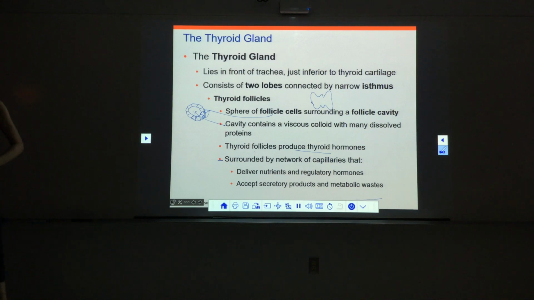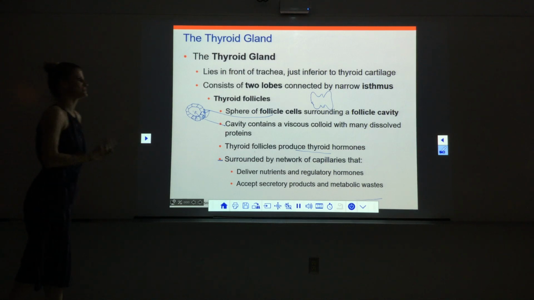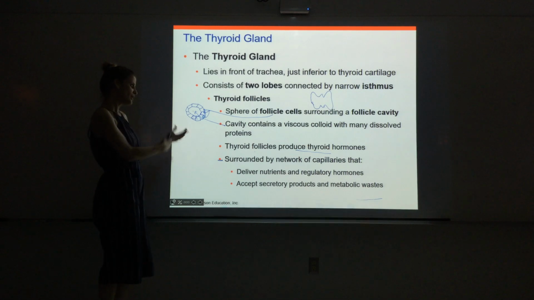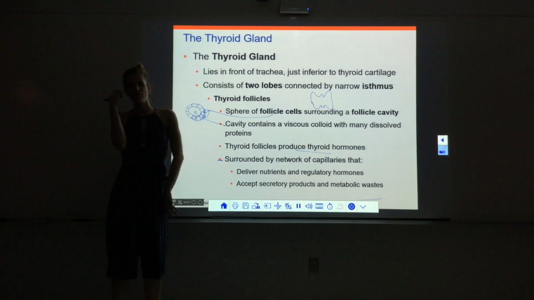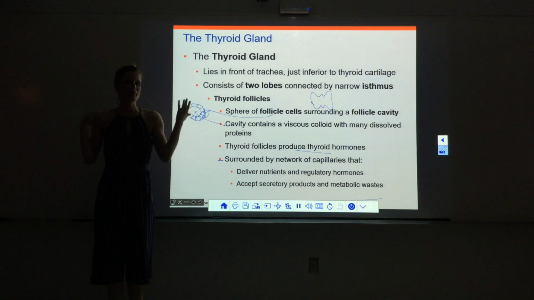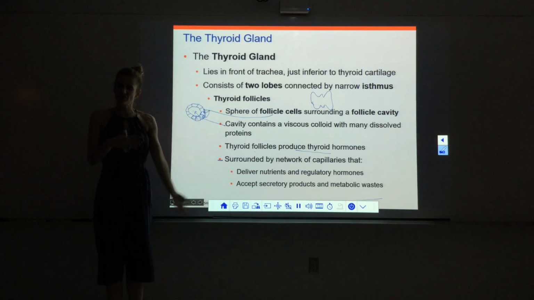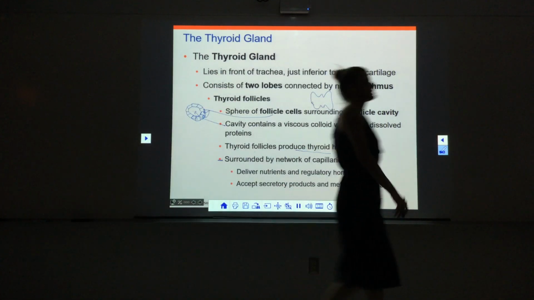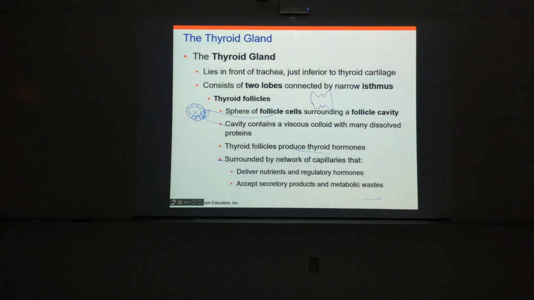We'll see that we utilize a lot of amino acids and a lot of iodine, so we need the capillaries to bring that stuff in, and then also to accept the hormones. If the gland is going to be making a bunch of hormones, you need a bunch of capillaries there to accept those hormones into the bloodstream. So lots and lots of capillaries wrapped around the outside.